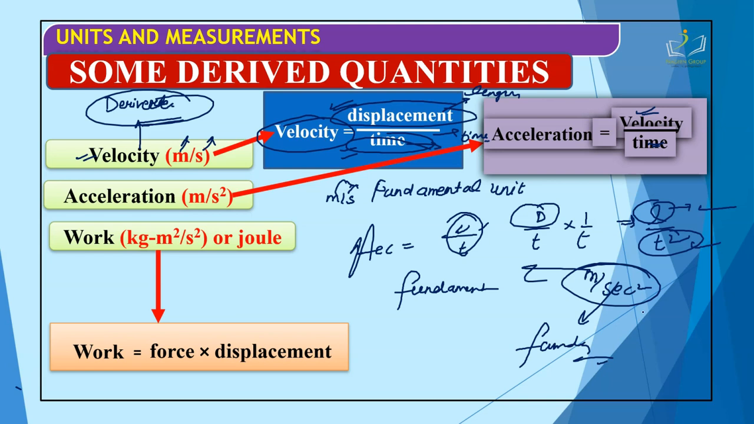So basically, overall, what we can say is that derived quantities are those quantities which depend on the fundamental quantities, and what is the derived unit? A derived unit is a kind of unit which depends on the fundamental unit. And what is the meaning of fundamental? Fundamental means basic, and they do not depend on any other quantities. These types of quantities are called fundamental quantities.